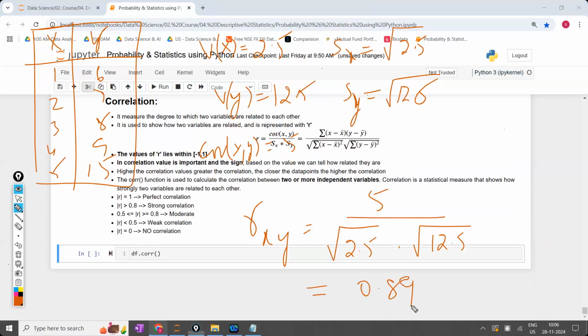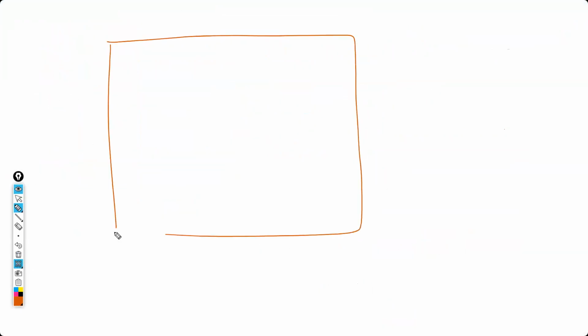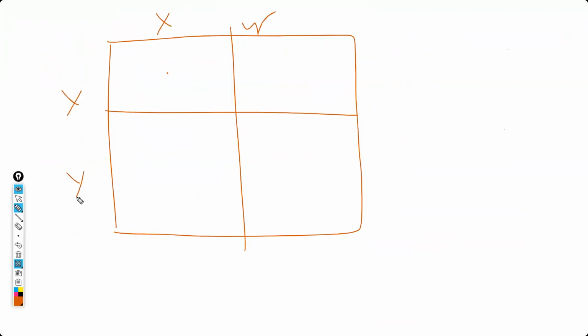This one is clear now for everyone. 0.89. Now since I have only two variables, x and y, this is also x and y. What is this? This is the variance, the correlation of x comma x. This is the correlation of x comma y. This is the correlation of y comma x. This is the correlation of y comma y.